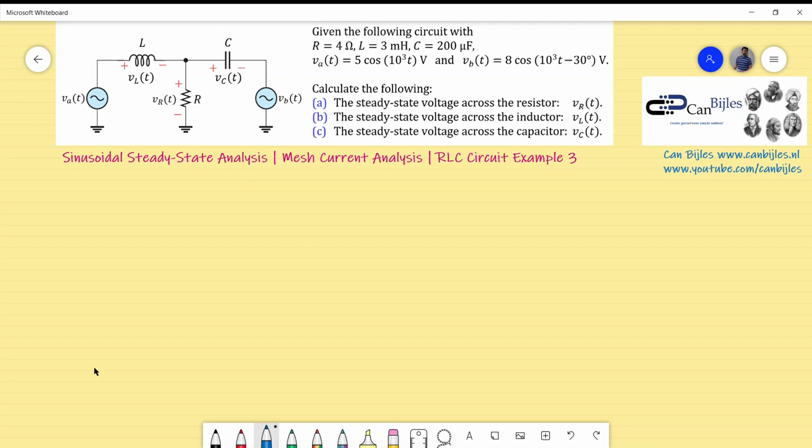Hi everyone, and welcome to this new video about steady-state analysis. We start with our third example about an RLC circuit in steady state. In this example, we will analyze this circuit using mesh current analysis.